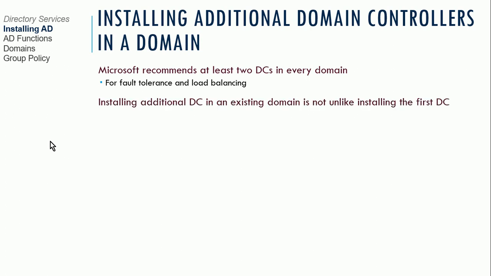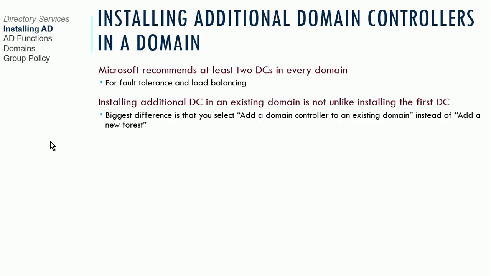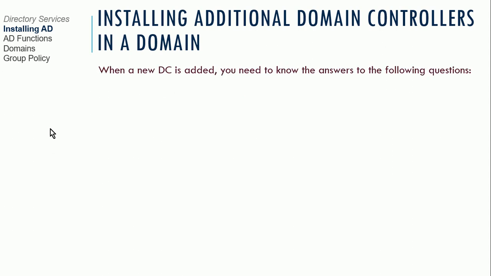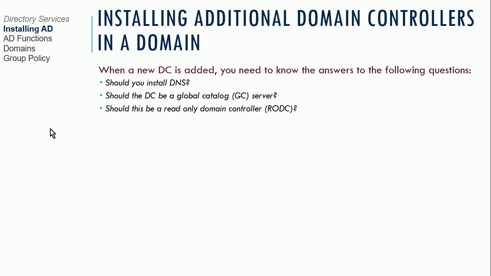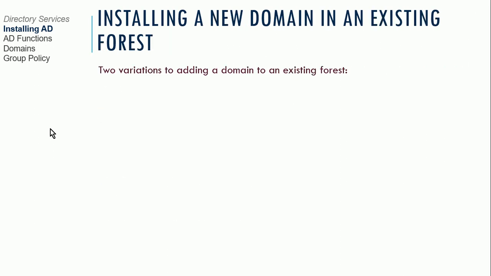So you definitely want to have more than one domain controller. You can install additional domain controllers in an existing domain. It's not unlike installing the first domain controller, except that you select the option to add a domain controller to an existing domain or add a new forest. So when a new domain controller is added, you need to know the answers to the following questions. Are you going to need to install DNS? Should the DC be a global catalog server, which we're going to talk about in a few minutes? Should it be a read-only domain controller? In which site should the domain controller be located?